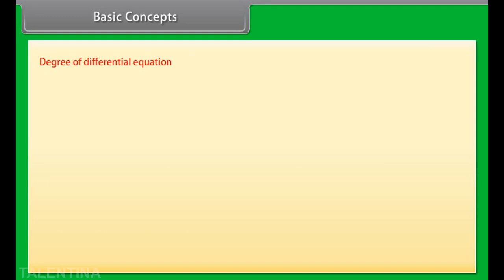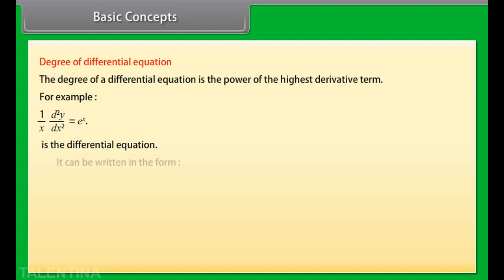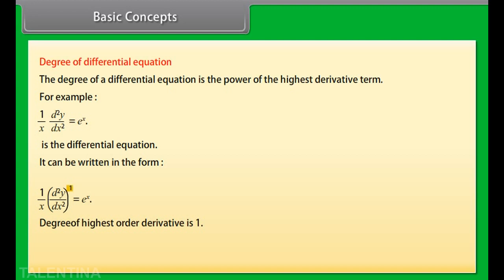Degree of differential equation. The degree of a differential equation is the power of the highest derivative term. For example, 1 by x into d2y by dx square equals e raised to the power x is the differential equation. It can be written in the form 1 by x into (d2y by dx square) whole power 1 equals e raised to the power x. Degree of highest order derivatives is 1.